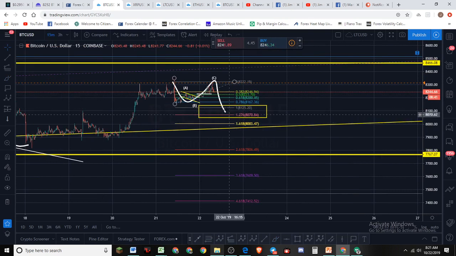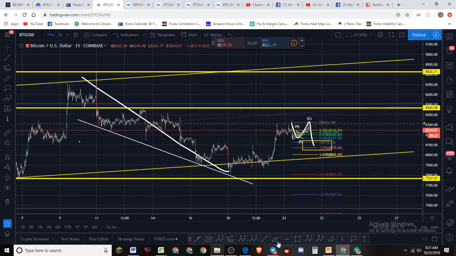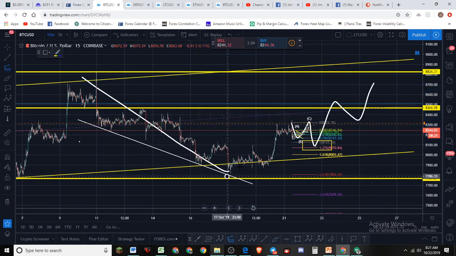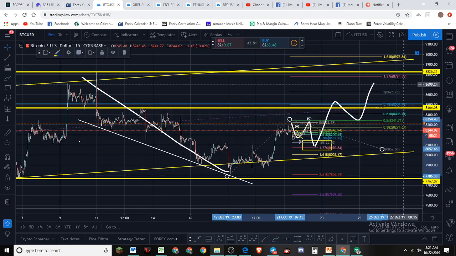If we bounce here at the 1276 or the 1-to-1 extension, then there's a high likelihood that what we're doing is going to go up for another 3 waves like this, and we should stop around the 1-to-1 extension here of that wave. And so what would that be if we get that? If we get that, be looking at 86.25 to 87.82. So that's what I'm thinking.